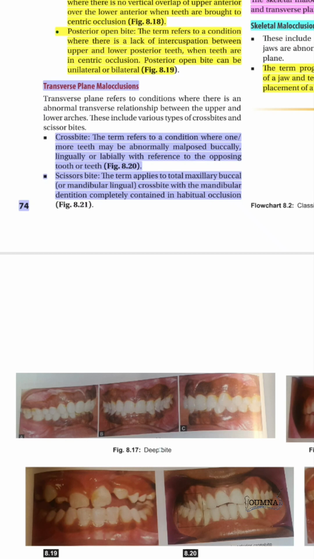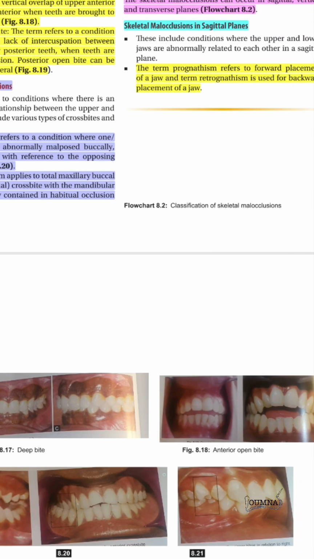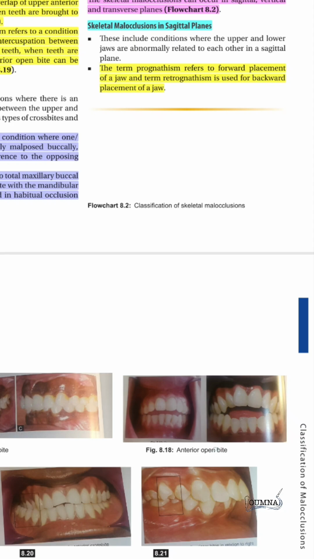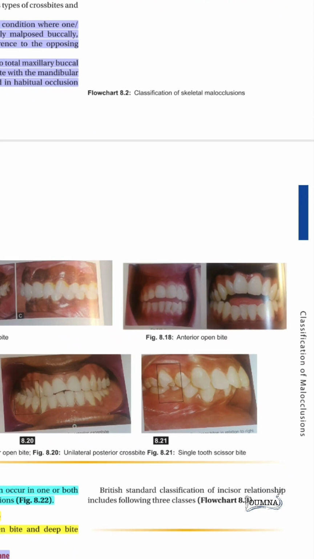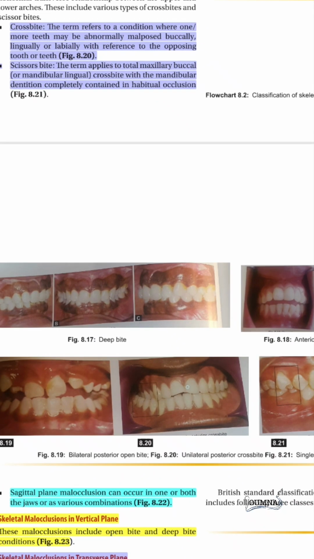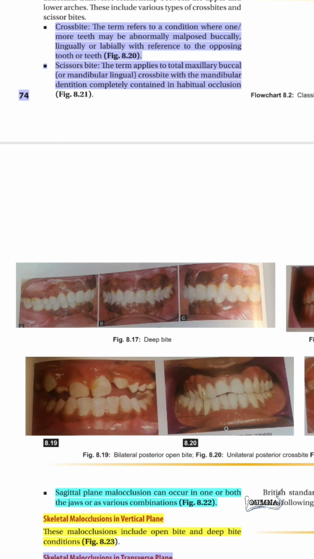This is an example of the deep bite, which is what? A vertical malocclusion. An anterior open bite is also a vertical malocclusion. This is the cross bite, which is transverse, and bilateral posterior open bite is also vertical.